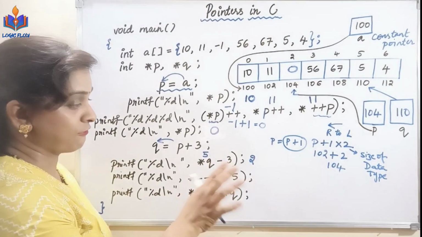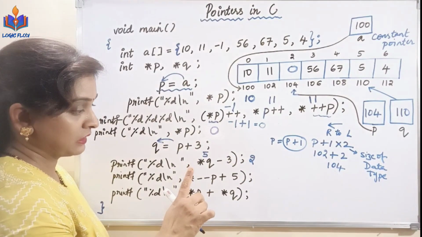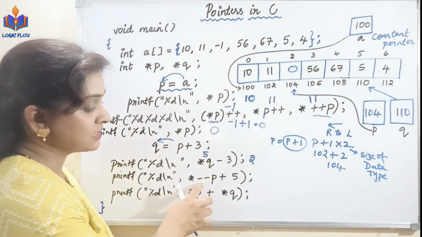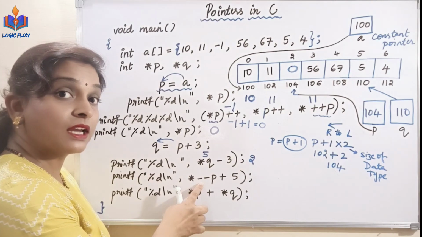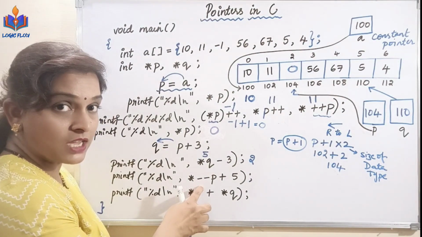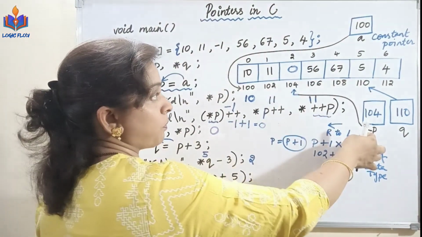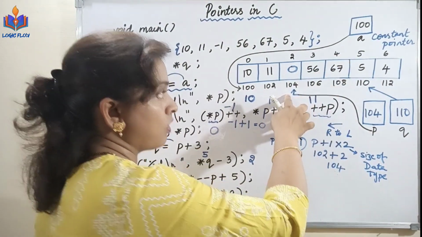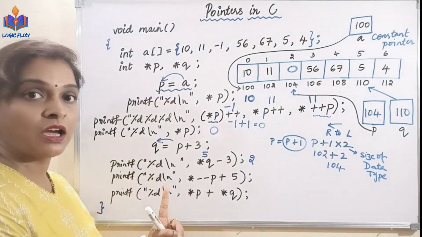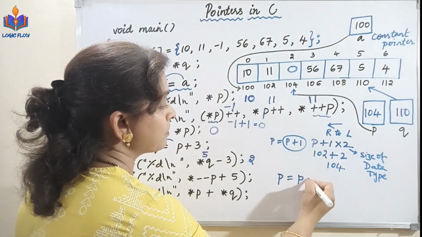Next, printf %d new line asterisk minus P plus 5. Look at this carefully. P is pointing to the location 104, but here it is a prefix decrement, which says you do the decrementation first. P is pointing to 104. It says go backward by 1 location.